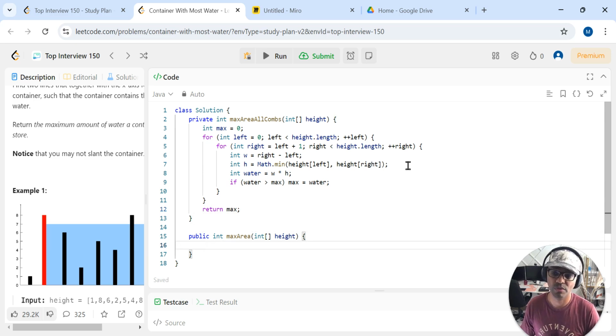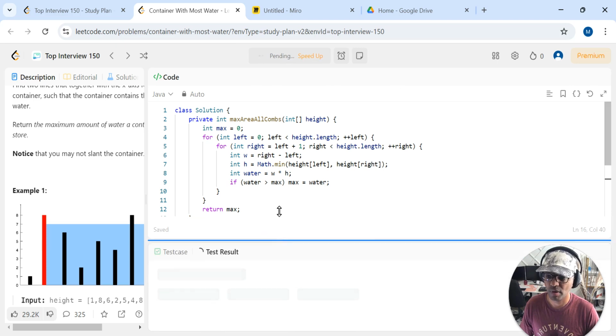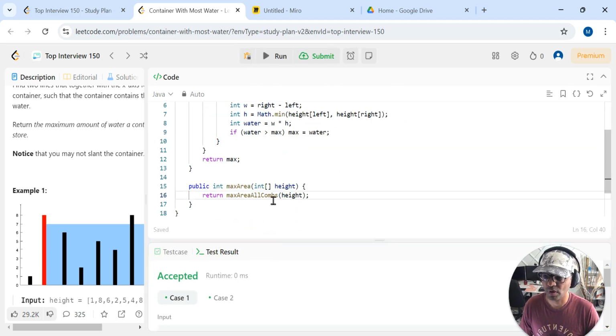And again, like I said, it's a brute force approach. It just takes all the various possible containers and figures out which one is the best. Let's just call it from here, max area all comps height. And this should work. I mean, may have some compiler errors or some bugs, but the approach should work. Okay, there you go. So the approach worked.